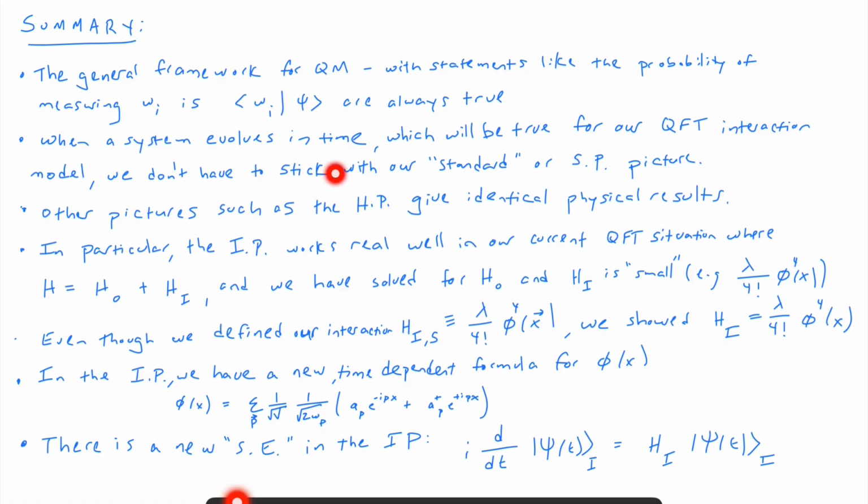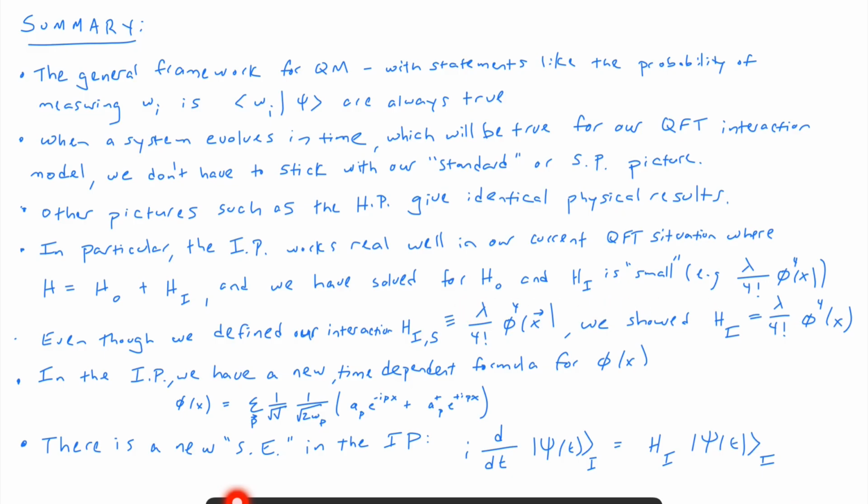When a system evolves in time, which will be true for our QFT interaction model, we don't have to stick with our, quote, standard or Schrödinger picture model. Other models give you the same physical results, but maybe better mathematically. We talked about the Heisenberg picture, which gives identical physical results. In particular, for our situation in QFT, where we can't solve the problem exactly, but we can solve for H naught being the Hamiltonian, but not H naught plus some perturbation H sub I, the interaction picture is the other picture we use, and that works well.